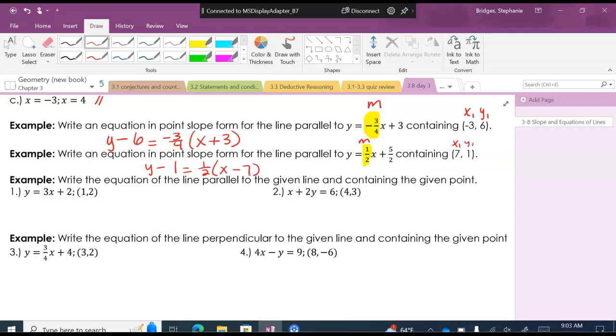What is the slope of the line we want it parallel to? 3, okay. So that's my m, that's what I'm going to use. And then my ordered pair is my x1 and y1, so it's going to be y minus 2 equals 3 parentheses x minus 1. Does everybody agree with that? Yep.